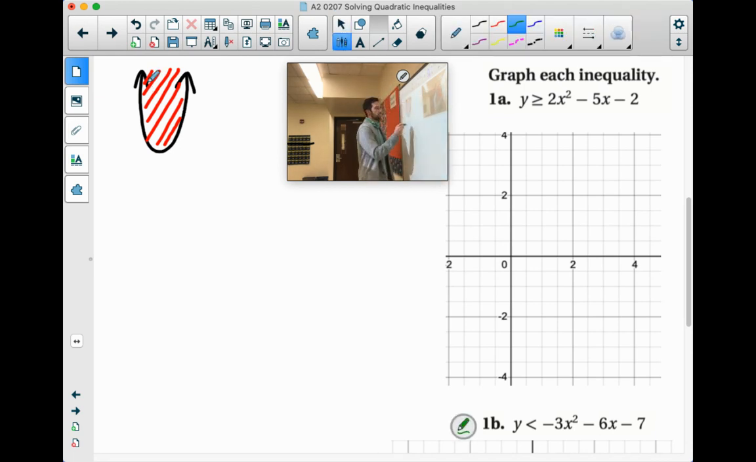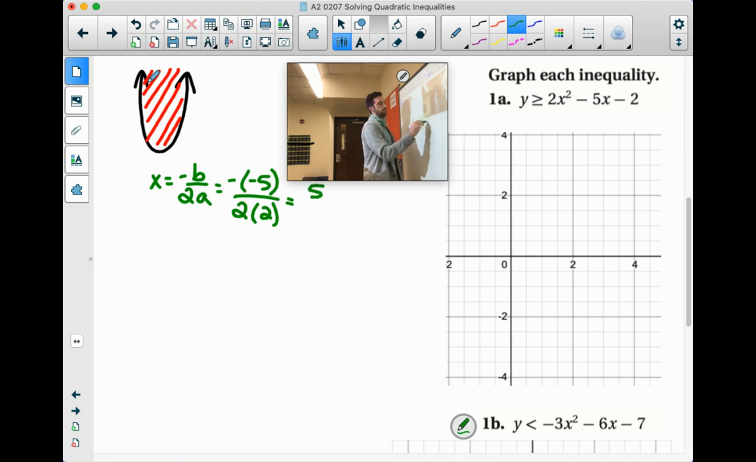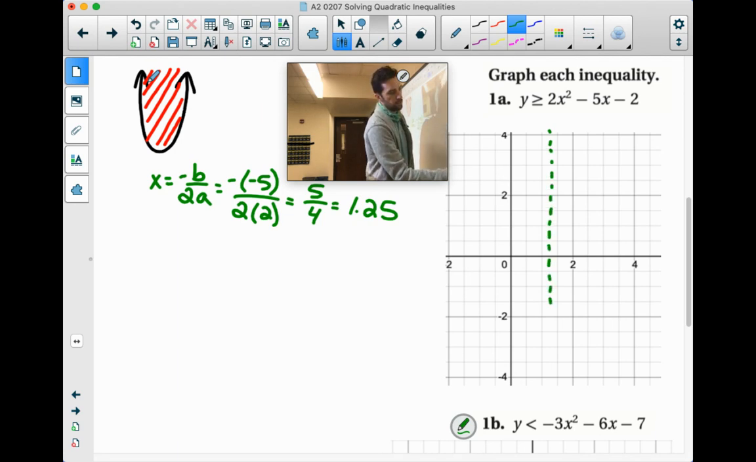So we start with our axis of symmetry. B is -5. A is 2. Opposite of -5 is +5. 2 times 2 is 4. So this comes out to 1.25 or 5/4. So here's 1.5, so 1.25 will be there. There's our axis of symmetry.